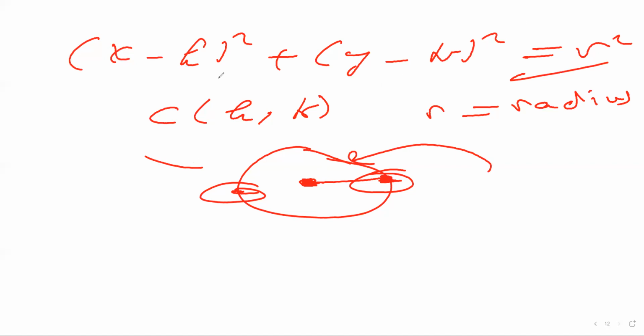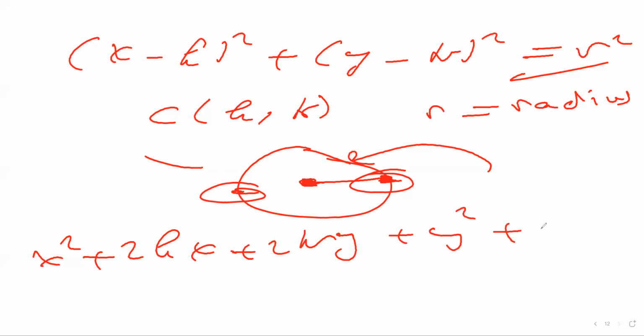No. طيب the second type of circle إذا بتتذكروا كانت x squared plus 2hx plus 2ky plus y squared plus constant or plus number whatever is equals 0.